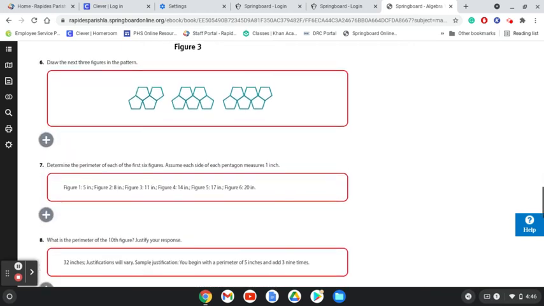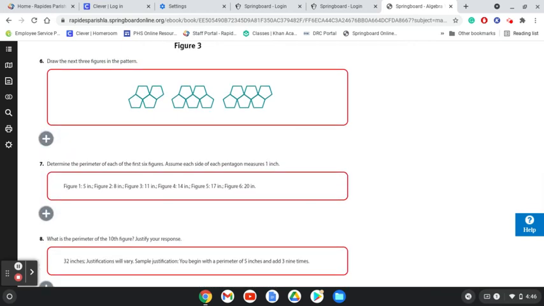And so your figure 1 is 5 inches. Your figure 2 is 8 inches. Your figure 3 is 11 inches. By now, you got your common difference. Figure 4 is 14, figure 5 is 17, figure 6 is 20. Okay, so by now you have that figured out.